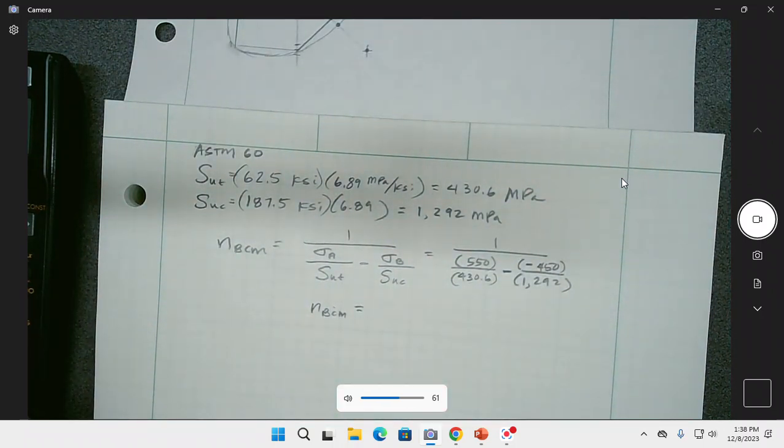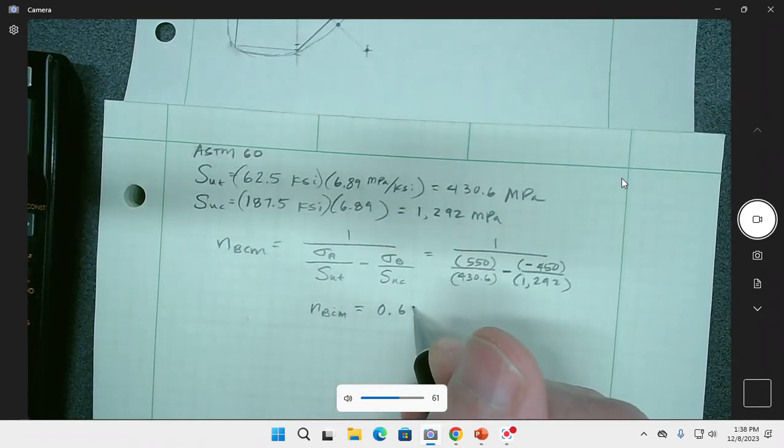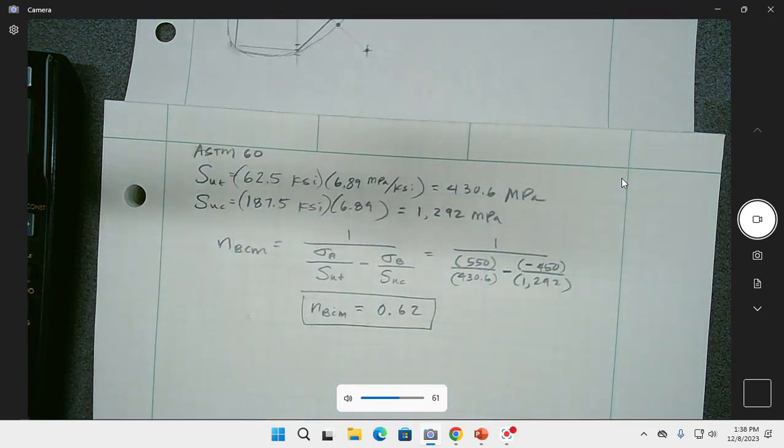So I'm going to get the brittle Coulomb-Mohr: 550 divided by 430.6, and then 450 divided by 1292, add them together, and then take the inverse, so you get 0.62 for the brittle Coulomb-Mohr.